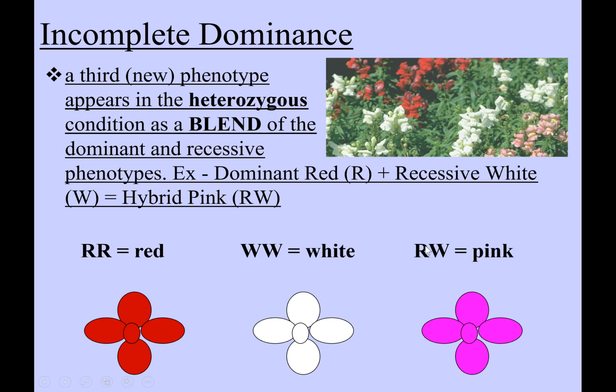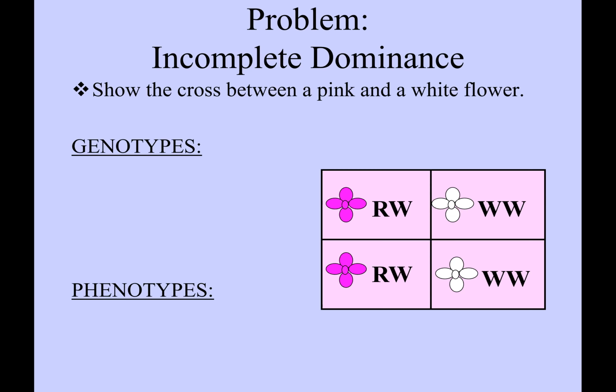If a flower inherits a copy of the white allele and the red allele, you end up with a pink phenotype, or what we call a blending of the two. So because neither the red nor the white is dominant or recessive, you don't get a masking in this case, you get a blending. All right, so let's look at an example of a problem with that type of inheritance.